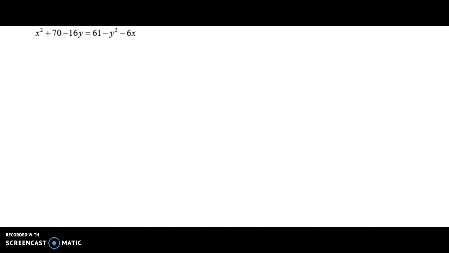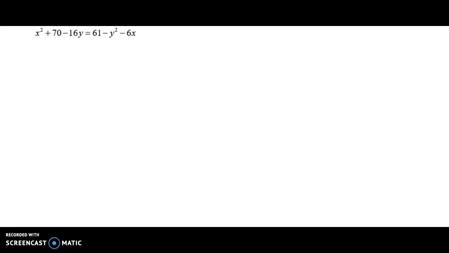Okay, here's another example of how to complete the square and put the equation in standard form. Standard form is when you can find the circle's center and the radius easily. So to do that, I want all of my x's and my y's on one side. I want my constants on the other.